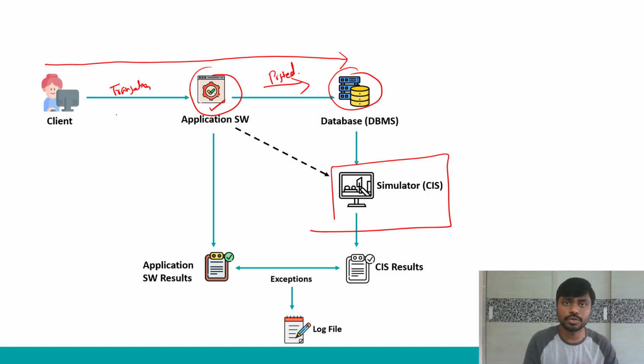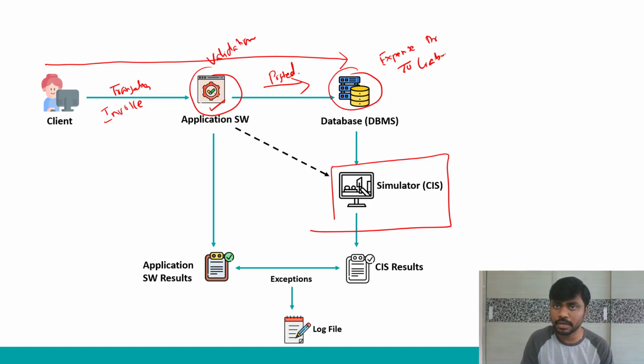To give a more meaningful example, let's say somebody entered a supplier invoice. All the validations, whether the supplier is active or not, whether the invoice date is in an open period or not, all those validations happen in the application server, and finally the entry gets posted. Let's say debit expense to credit supplier liability account. So this entry gets posted in the database. This is how the transaction happens.